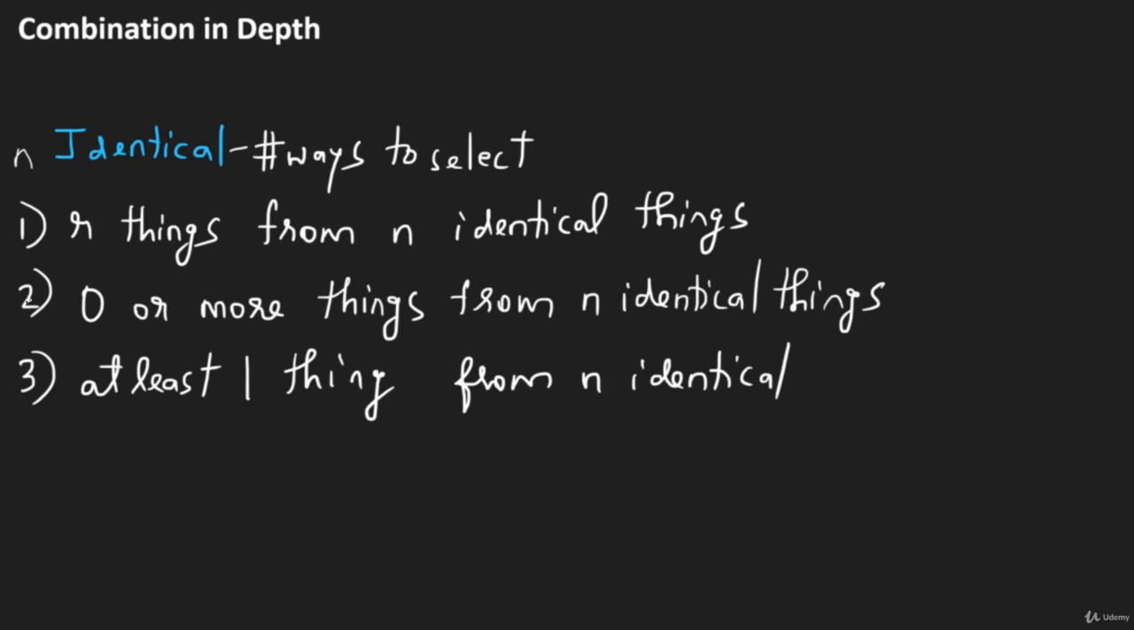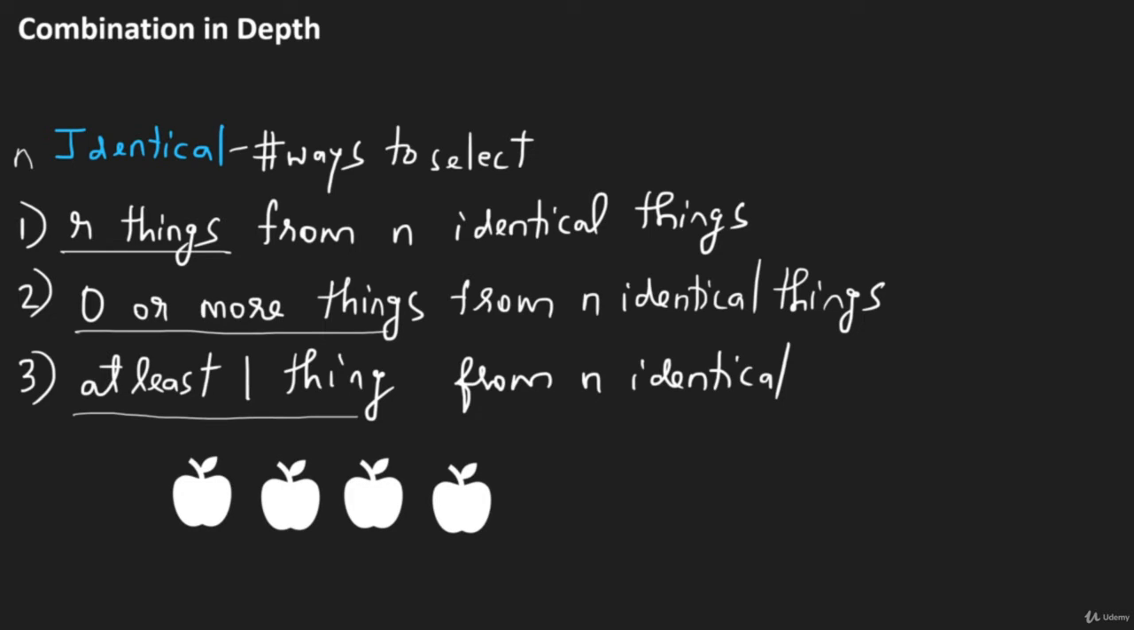In this video, let's go deeper with respect to combination and analyze different scenarios. Say you have n identical things, and from these n identical things you want to do three things. You want to select r things in case 1, you want to select 0 or more things in case 2, and in case 3 you want to select at least one thing. Let's try to understand these three cases.